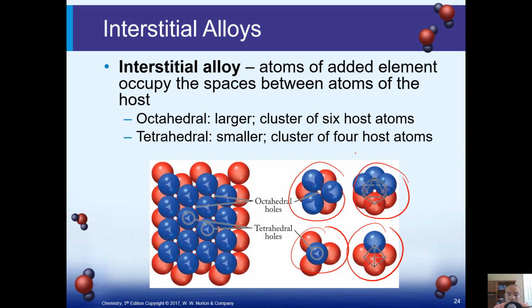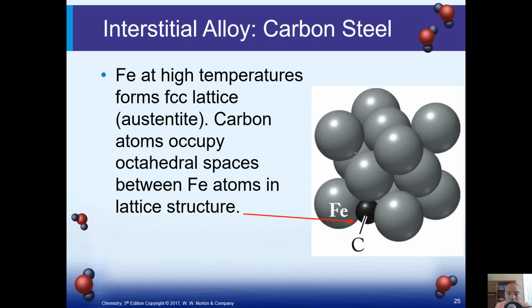The last 2 void spaces are typical of closest packing structures. Note that the volume available for each of these types of holes will determine whether or not a given element can easily fit within the void. The size of the atom that will fit in the hole is determined by the ratio of the added atom compared to the host atom.